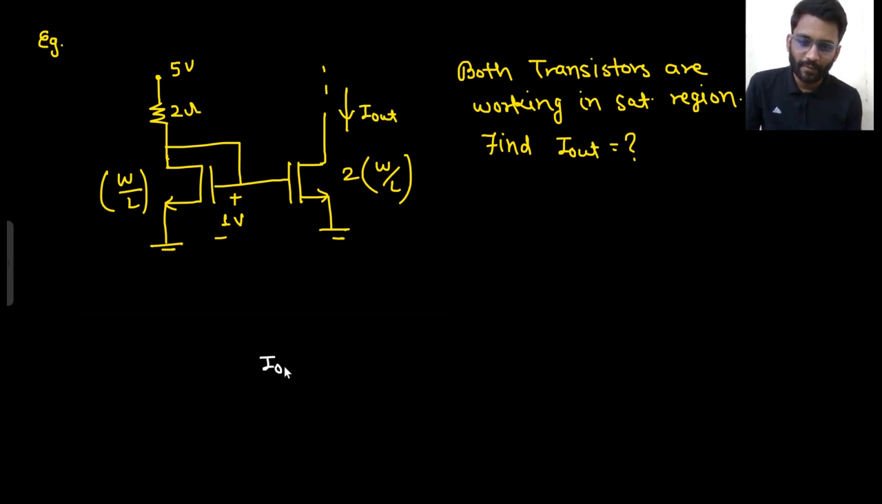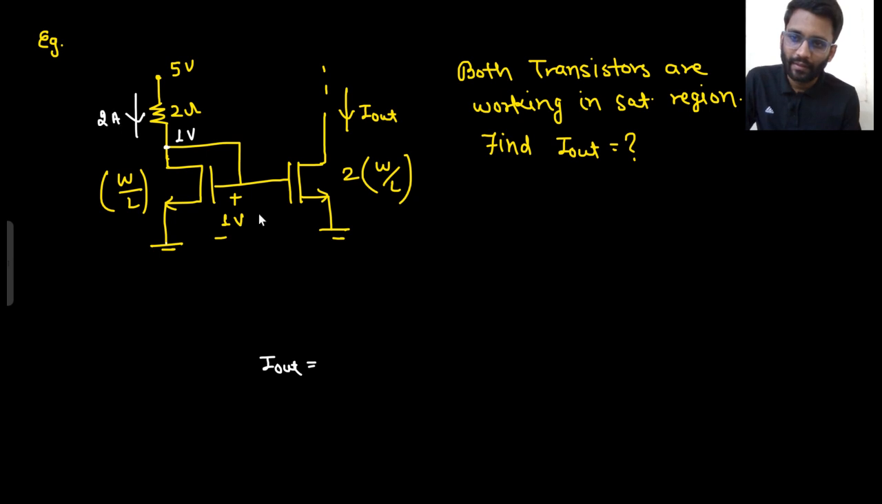I out would be W by L of transistor itself. Okay, forget that. First find the current here. If this is 1 volt, if this is 0, this will be 1 volt. So this will also be 1 volt. So what is the current here? That is 4 ampere. Sorry, 4 by 2, 2 ampere.